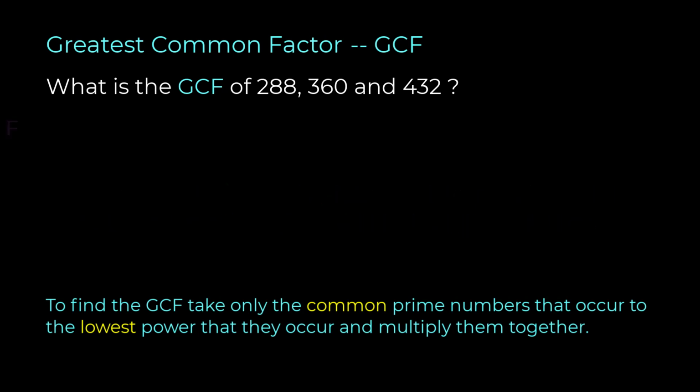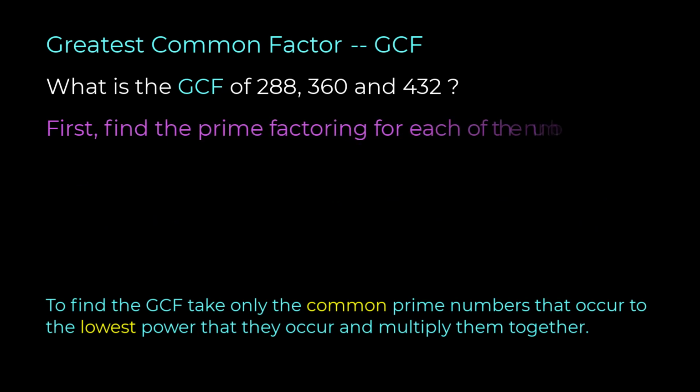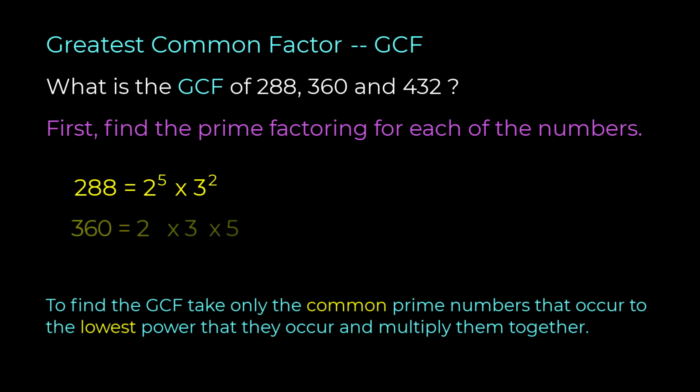Let's work this out. First, find the prime factoring for each of the numbers. The prime factoring of 288 is 2 to the 5th power times 3 squared. The prime factoring for 360 is 2 to the 3rd power times 3 squared times 5. The prime factoring for 432 is 2 to the 4th power times 3 cubed.